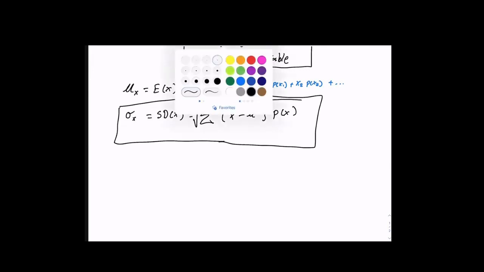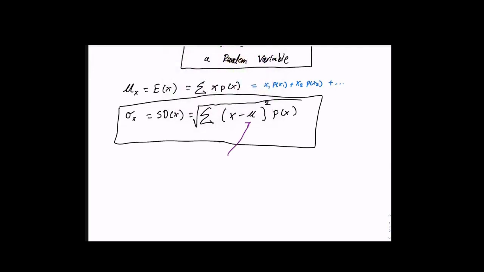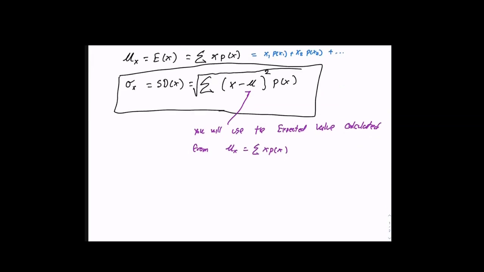So this is the formula we're going to use. Now, please note the following: you will use the expected value calculated from mu of x equals the summation of x p of x. So you will use that answer within all of your other problems.